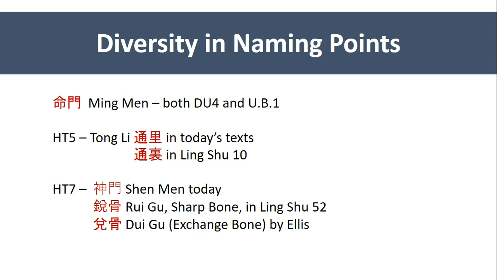And Heart 5 is named Tongli, which now is written as Li meaning mile, but in Lingshu 10 it is Tongli, as in penetrating the inside. It is a different Li, meaning inside, not a mile. How, when, or why penetrating the inside has transformed into the penetrating mile is not clear to me.